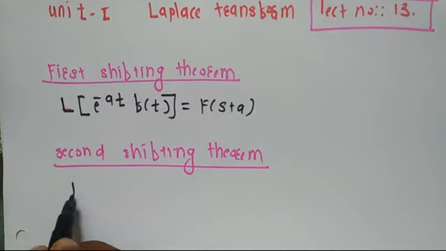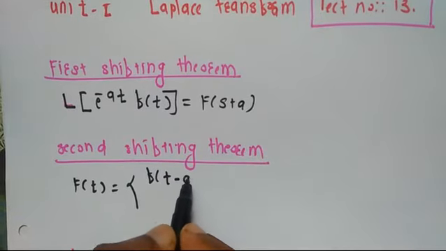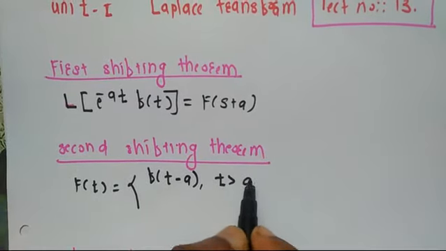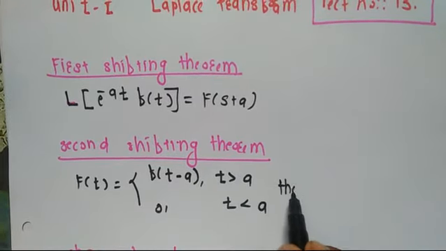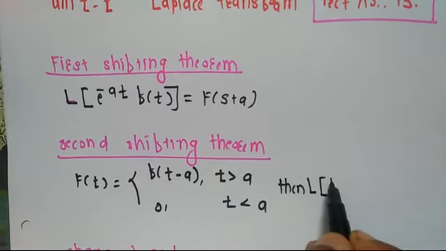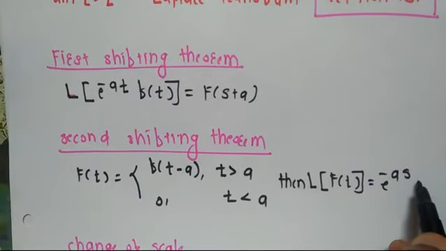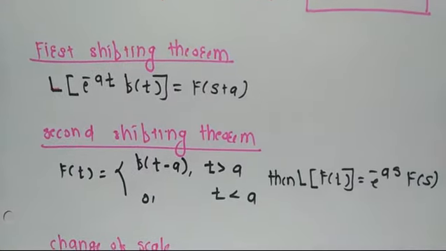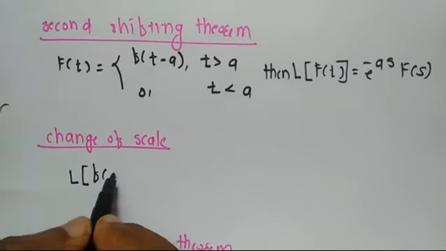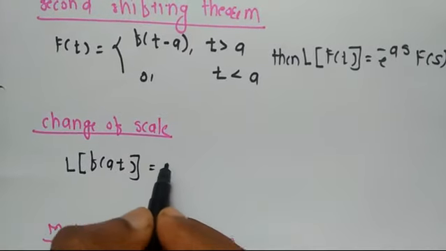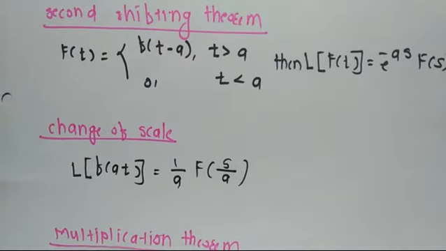For the second shifting theorem, capital F of t has two values. First is small f of t minus a, for t greater than a, and the other is 0 for t less than a. Then Laplace transform of capital F of t is e to the power minus as into f of s. Okay. So what is the change of scale? That is Laplace transform of f of a t is equal to 1 by a into F of s by a.